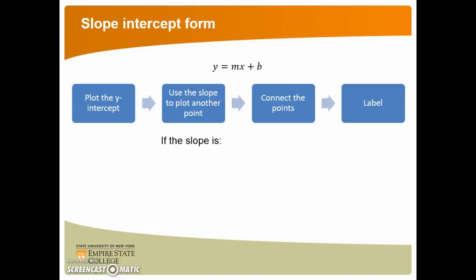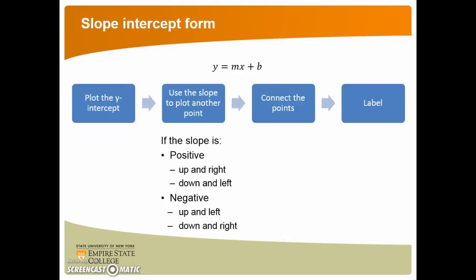How exactly do we use the slope to find another point? Well, it depends. Recall that the slope is a ratio of the change in y over the change in x. So long as the slope is written as a fraction, we have the number of spaces we need to move up or down, and left or right. If the slope is positive, we can move up and to the right, or down and to the left. If the slope is negative, we move up and left, or down and right.